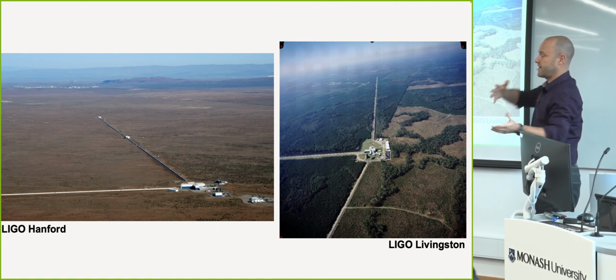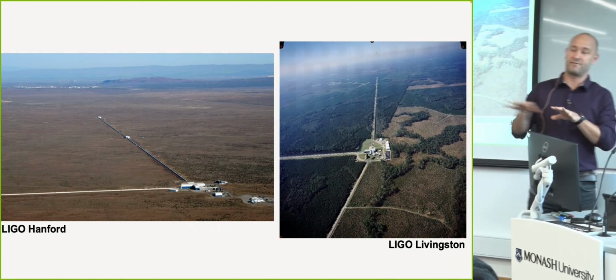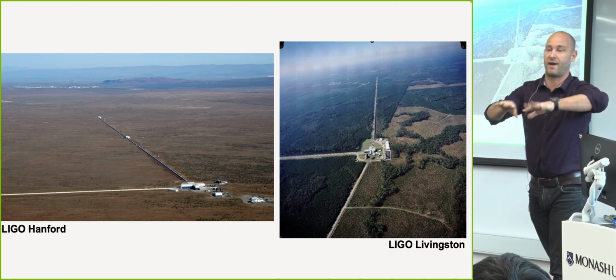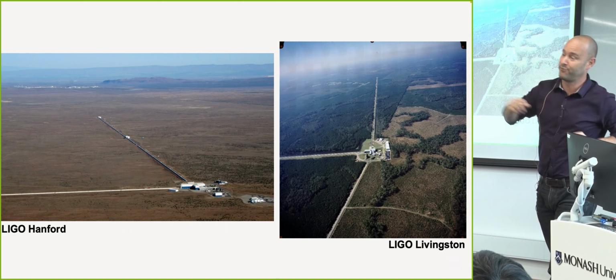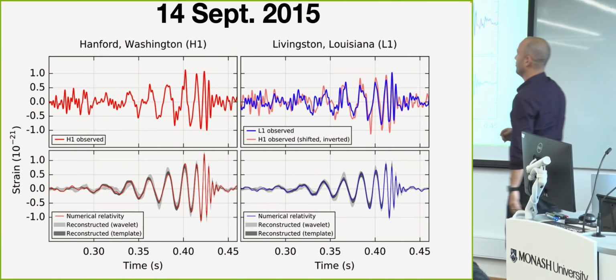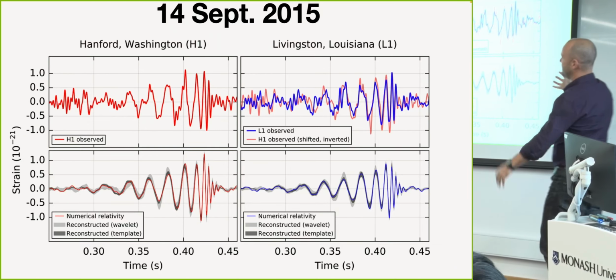That binary black hole system that we saw before, the gravitational waves from those, the ripples in the fabric of space-time, or ripples of gravity, emanated out 1 billion years ago. They travelled at the speed of light for around about 1 billion years until they hit these two detectors on the 14th of September 2015. And this is the beautiful measurement that we made.